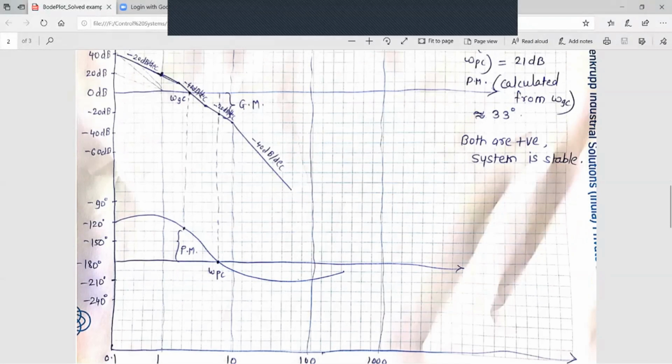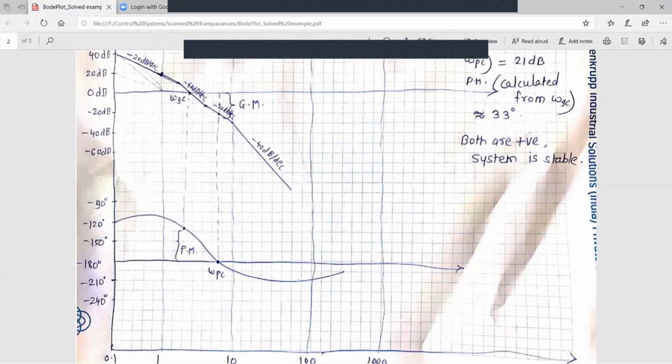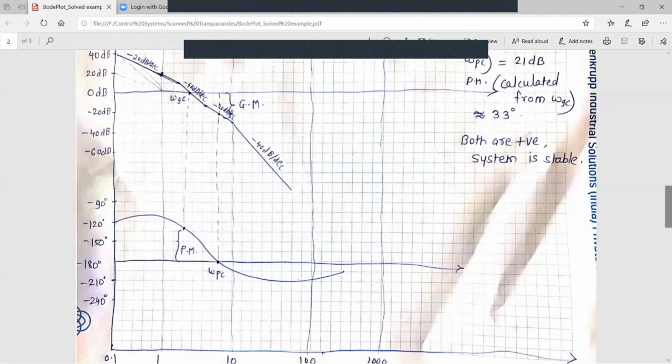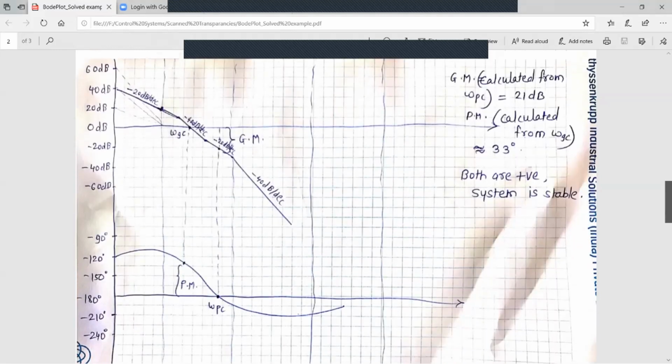Now, what we are supposed to do here is find the gain margin and phase margin. Before that, we need to identify omega GC and omega PC. For that, we need to remember the definitions of both. Gain margin and phase margin are calculated from omega GC and omega PC. Omega PC is the phase crossover frequency, the frequency at which the phase plot crosses minus 180 degrees.